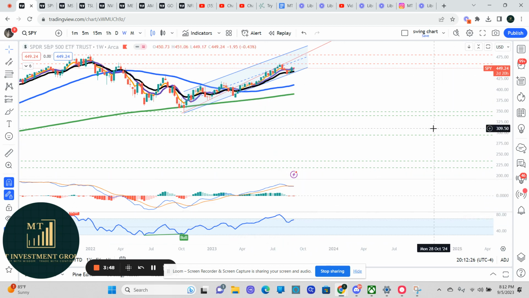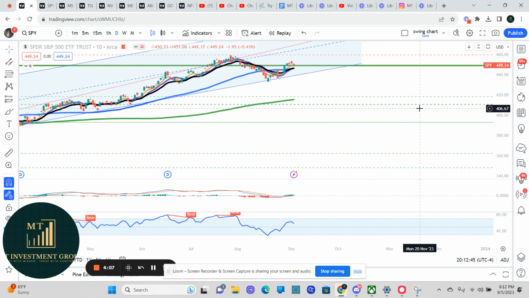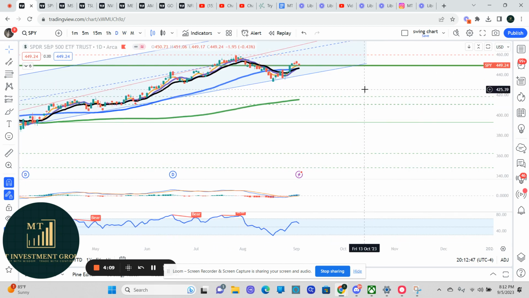RSI is close to 70. No divergence. So it's closer to the overbought side on the weekly. I would say it might even be a little bearish. So that's about as much time as I'll spend on the weekly chart.